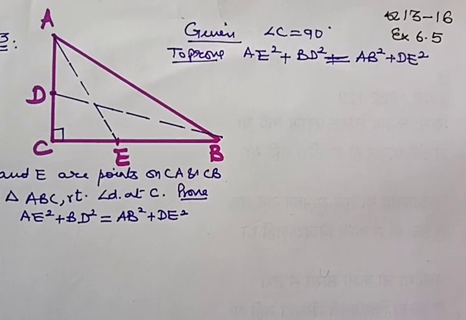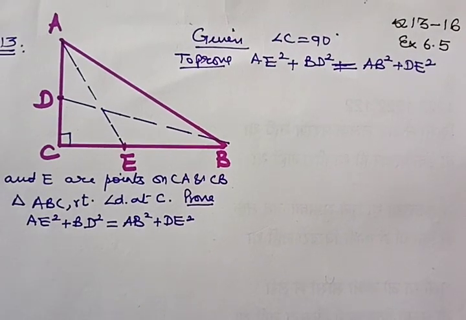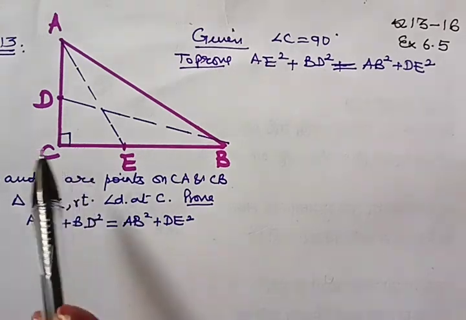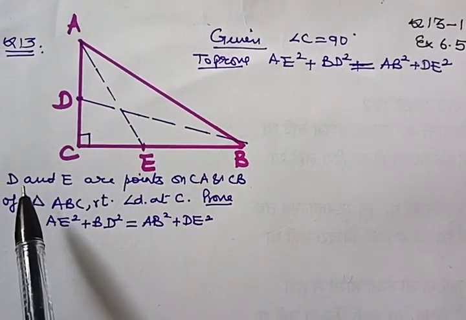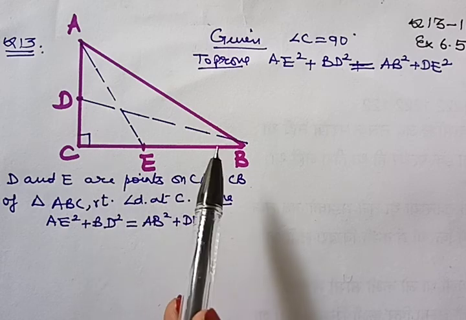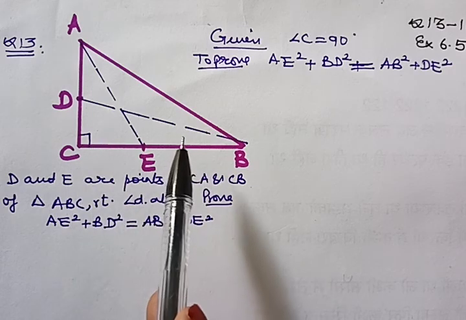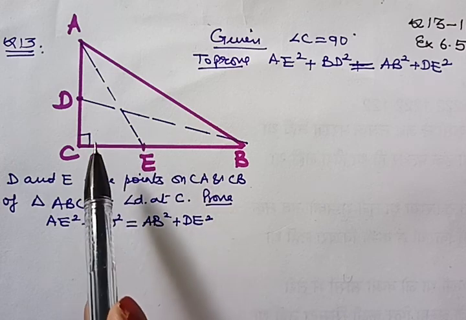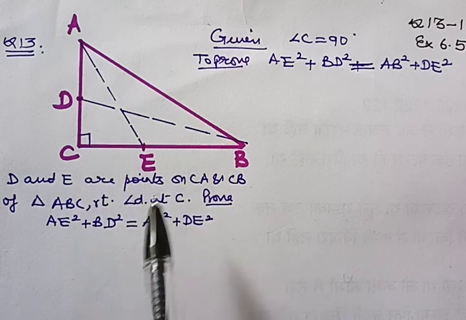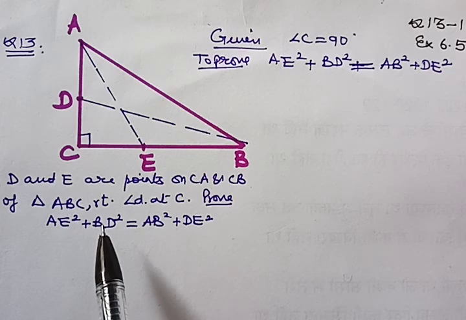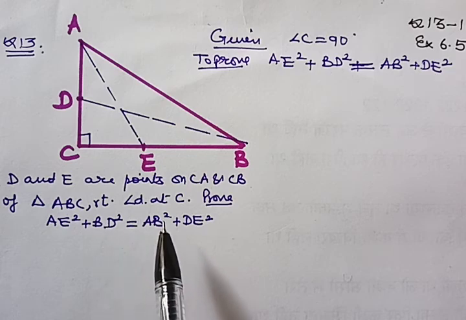Questions 13 to 16 are the most important questions of 6.5. So let us take up question number 13. It says that D and E are points on CA and CB of triangle ABC, which is right angled at C. So while making the diagram, take care that angle C has to be 90 degrees. We have to prove that AE square plus BD square is equal to AB square plus DE square.